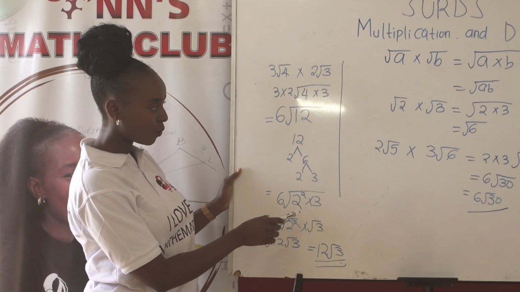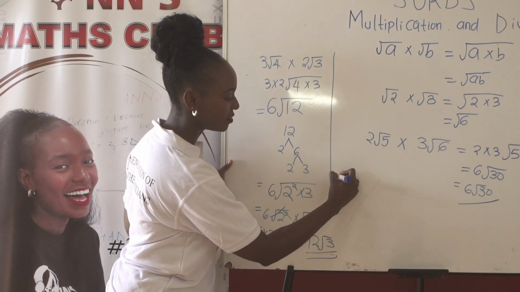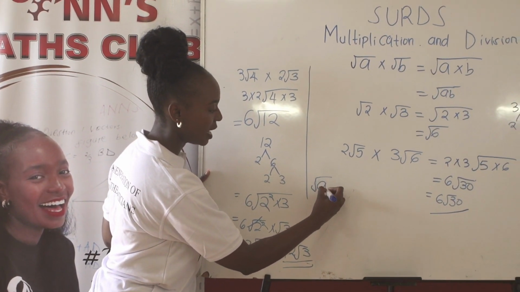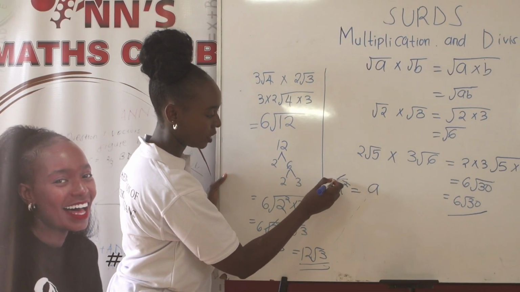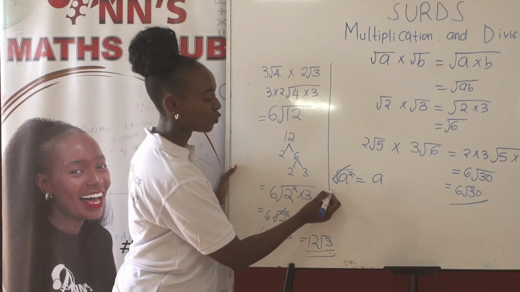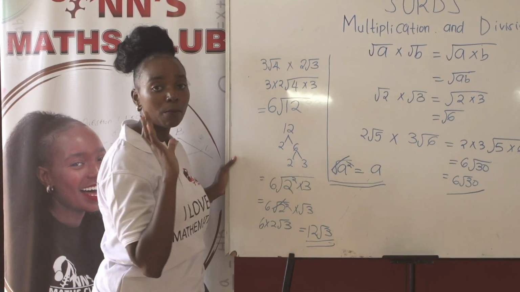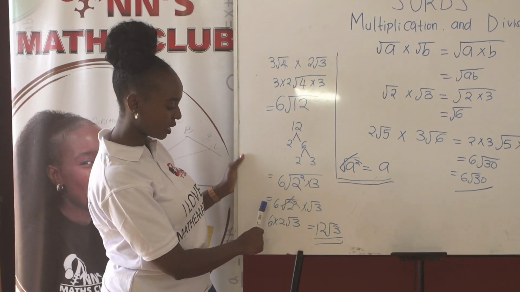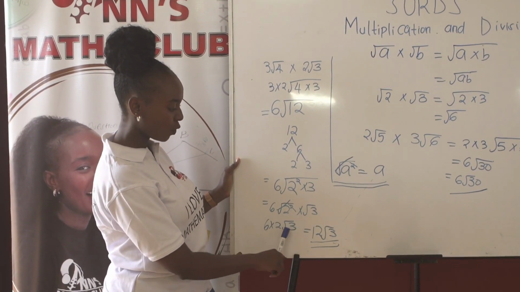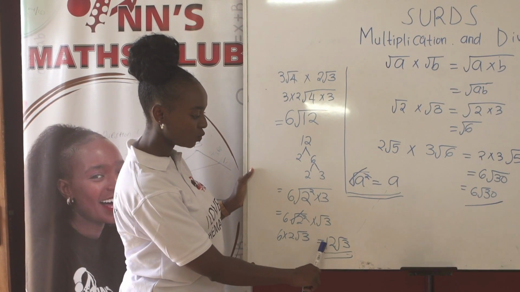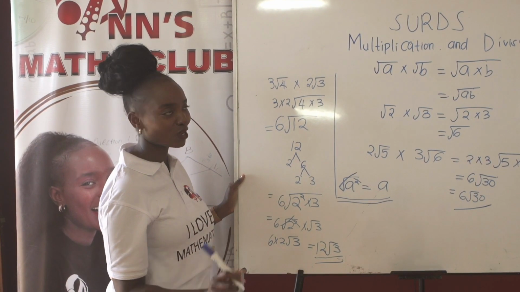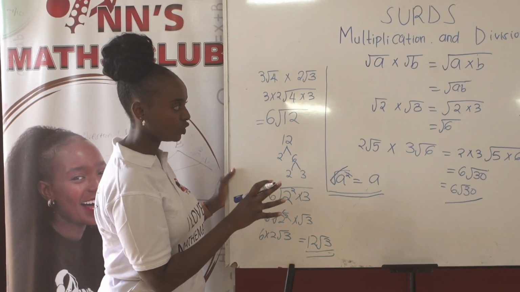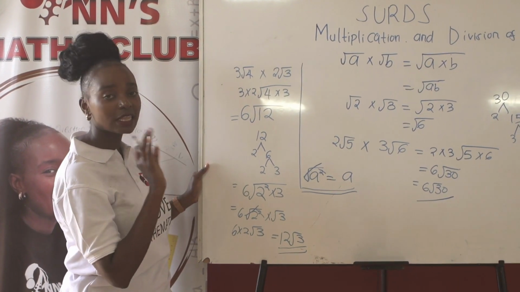Then remember, you need to have this in mind: root of a squared will give you an a, because the square will cancel with the square root, always. This is a rule that you need to have in your mind. So you come and work it out like that, and you're left with 6 times 2 root of 3. So this is 6 times 2, 12 root of 3. And this becomes your solution. So this is multiplication. So let me do division, then we can close on this section.